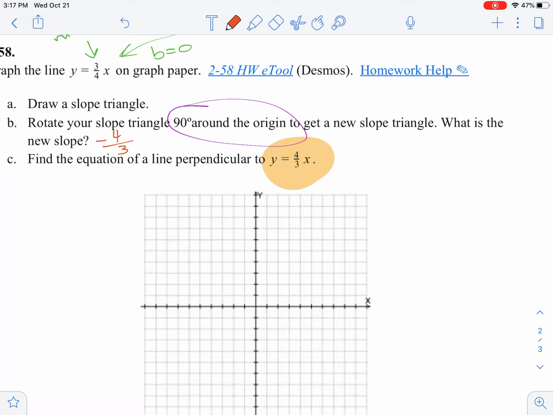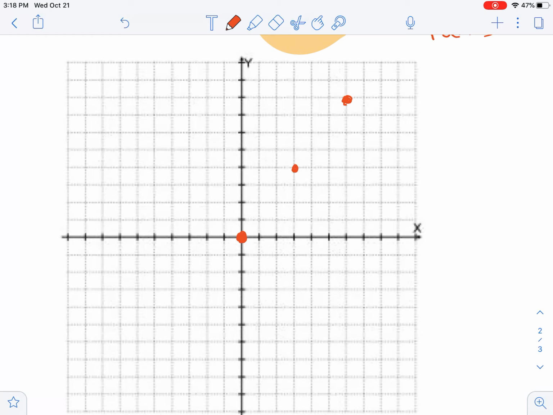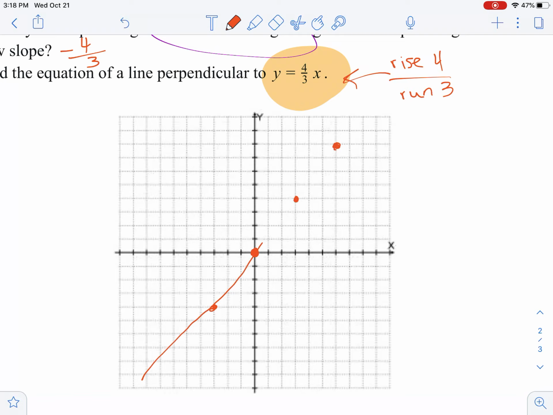So the origin is still going to be a 0. It's going to be your y-intercept. And then this slope 4/3 is telling you to rise 4 and run 3. So 1, 2, 3, 4. 1, 2, 3. Okay. So let's go ahead and draw that line in. Oh, that's not a very good line. Let's try that again.